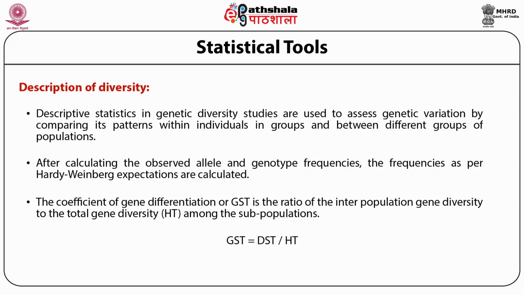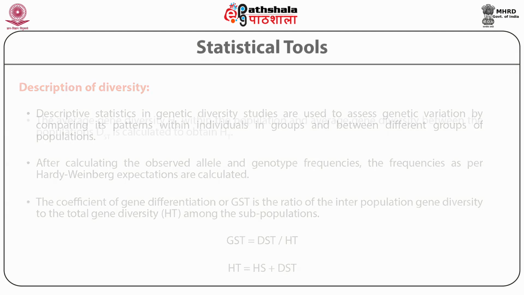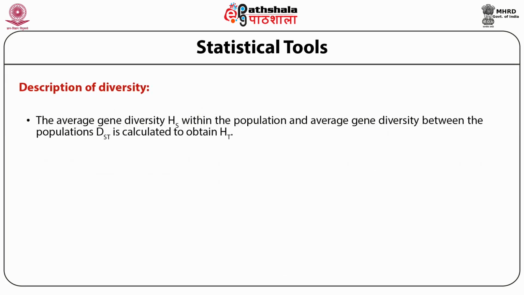The gene diversity of the total population, that is HT, can be calculated by taking the average gene frequencies of all the populations. In case you want to calculate the HT, the average gene diversity HS within the population and the average gene diversity between the populations, DST, is calculated to obtain HT.